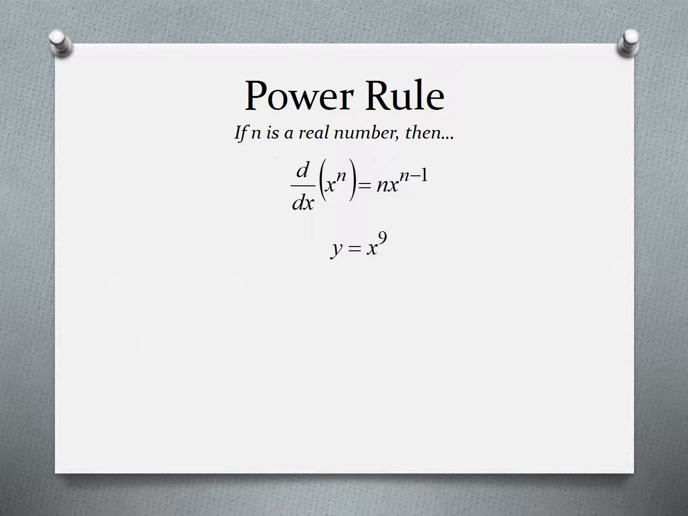So if I have my equation here, y is equal to x raised to the 9th, and I differentiate, all this is essentially notation to guide us and tell us what we're doing, then the derivative of this equation becomes 9 times x raised to the 8th power.